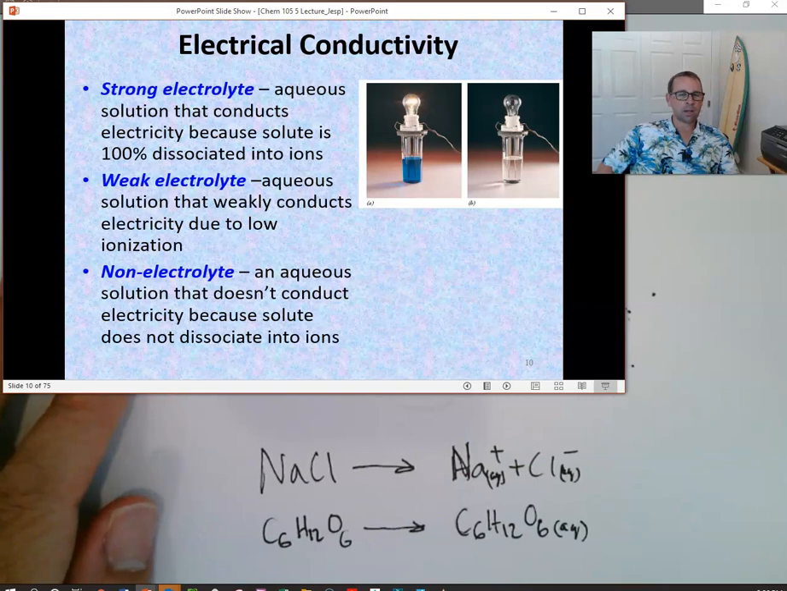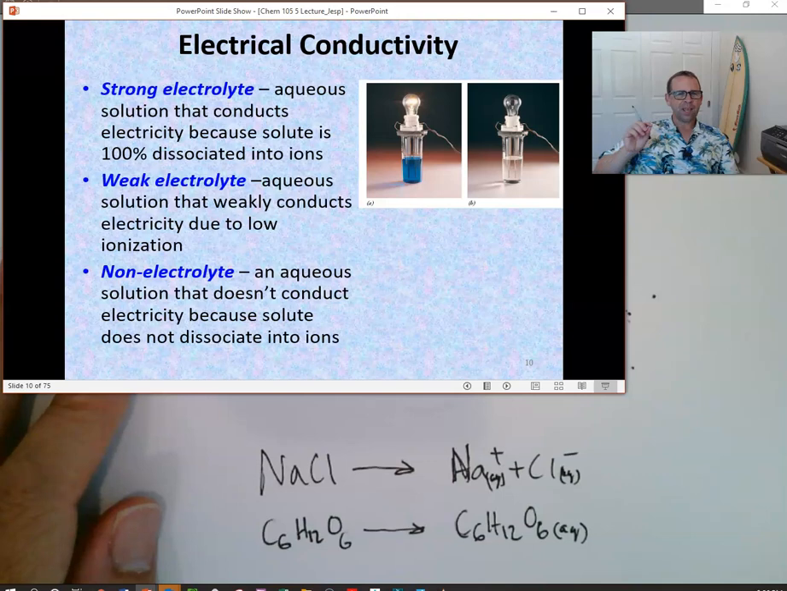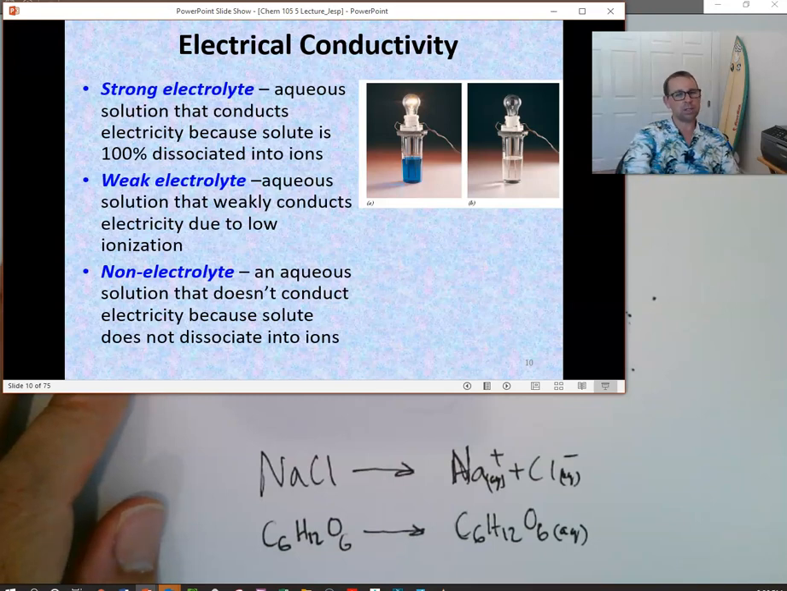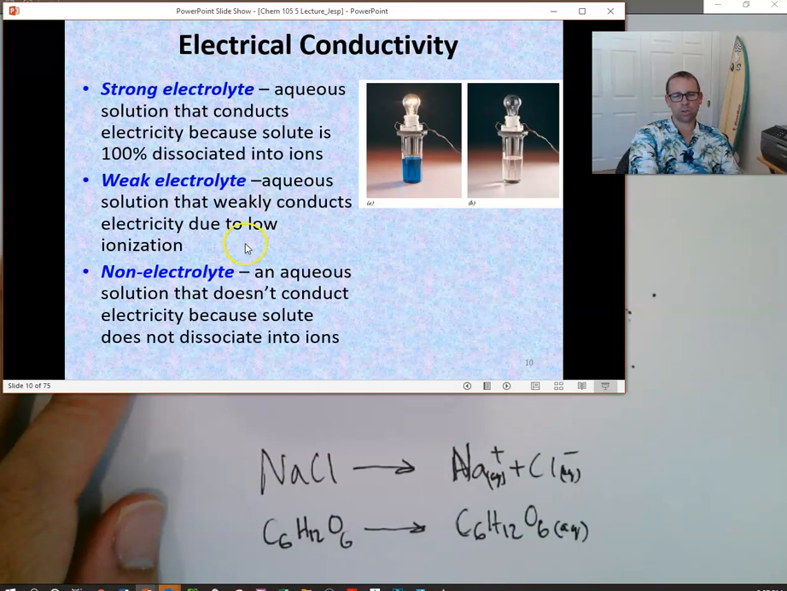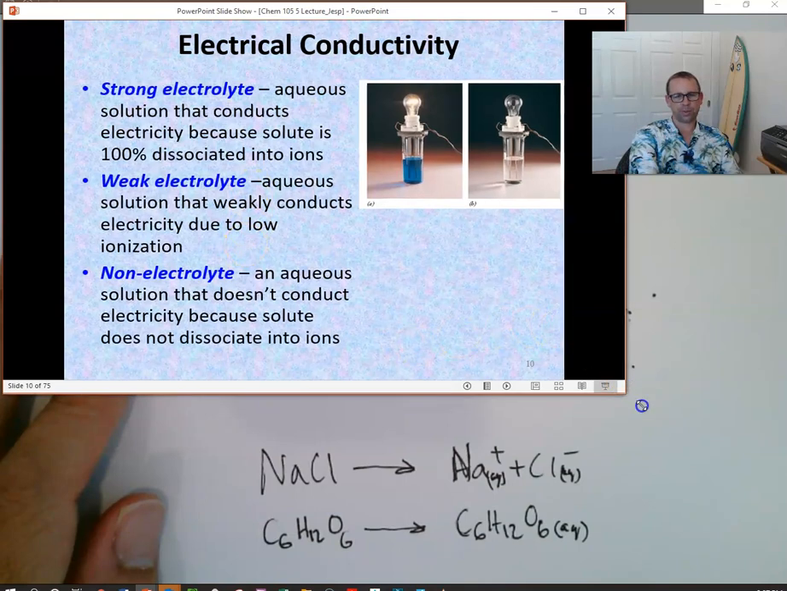And now there are some compounds out there that you put them in water and they will dissociate, but just a little bit, just a small amount. And so those are called weak electrolytes. So basically, if you put them into this sort of an apparatus, there would be a little bit of light show up, because a little bit of electricity could transfer through the solution. But not very much, because a weak electrolyte only partially dissociates.